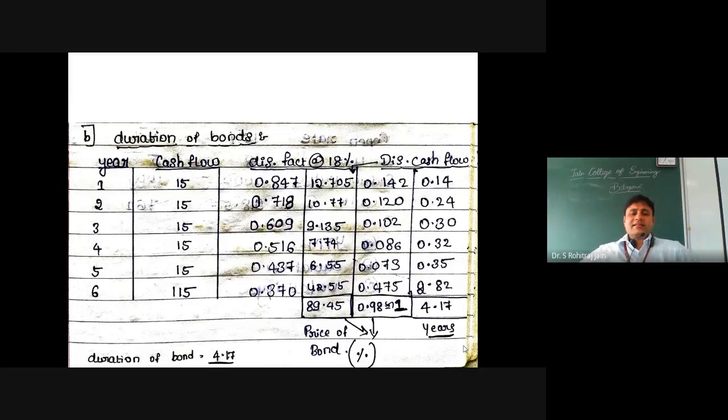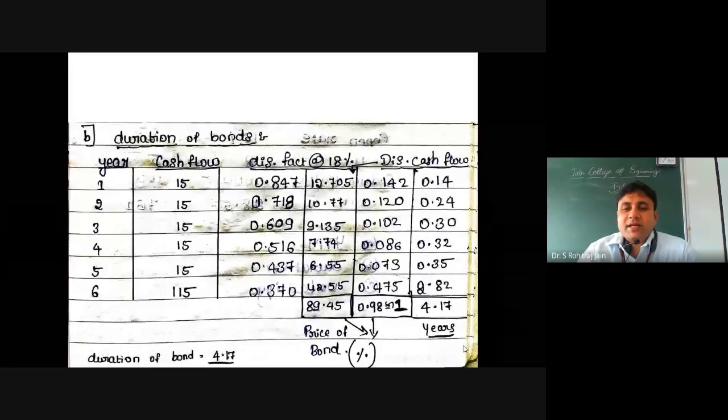And last, that is the sixth year, 42.55 divided by 89.45, I get 0.475. Okay? And students, if I add all this, I should get a value exactly equal to 1 or 0.98, that is nearly equal to 1. So 0.98 or nearly equal to 1, I have written over there. That is my fifth column. Now, the sixth column is concerned, this is a very important column.